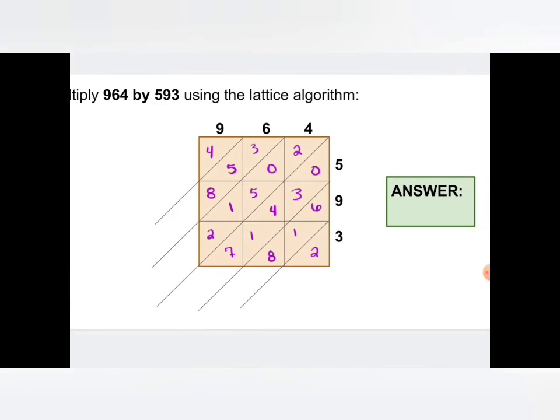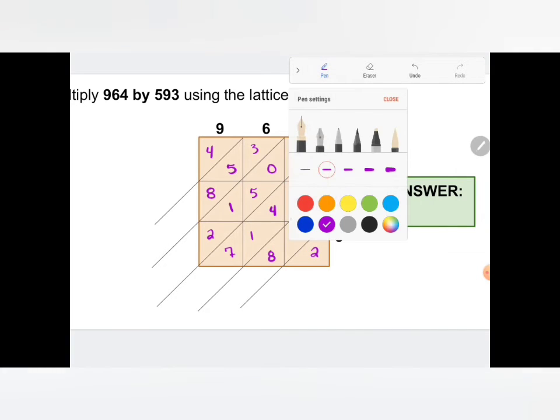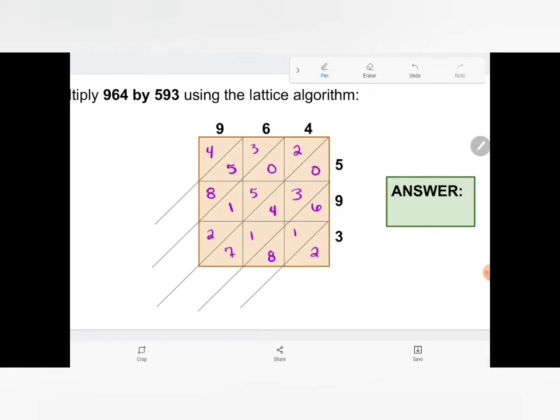So now, since we have all of our sections filled out and we know what we're doing, we are going to go ahead and solve 964 times 593. So starting out with our first row right here, all we have is a 2. Therefore, all we have to do is write our 2 at the bottom.